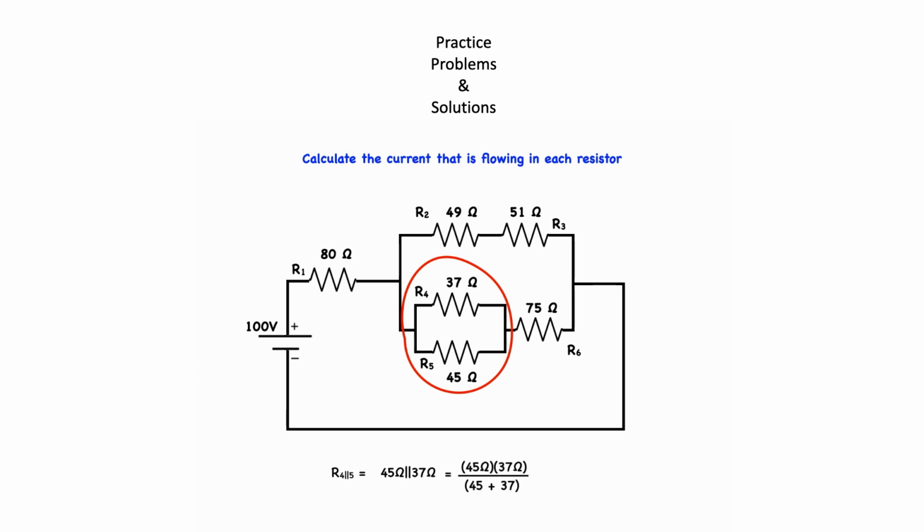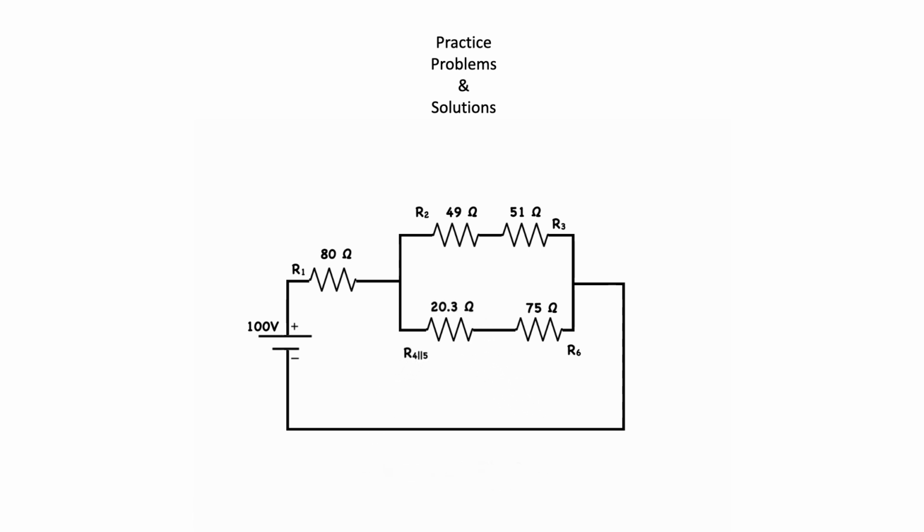We replace that parallel combination with the equivalent single resistor. Now, we work out the resistance in each of the parallel branches. For the top branch, the resistance is equal to the sum of the resistors R2 and R3, which is equal to 100 ohms. For the bottom branch, it's equal to the sum of resistors R4 in parallel with R5 and R6, which is 95.3 ohms.